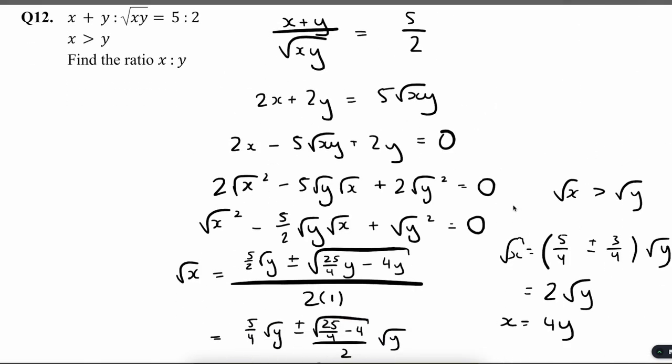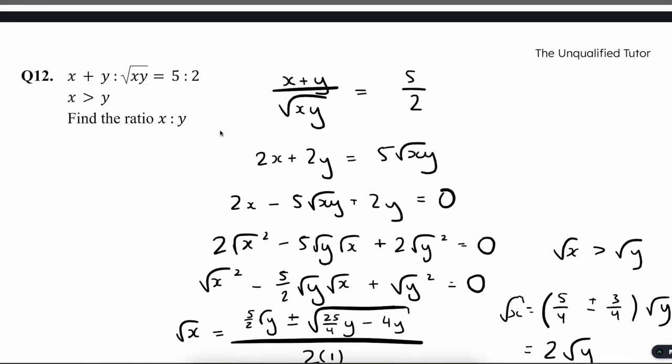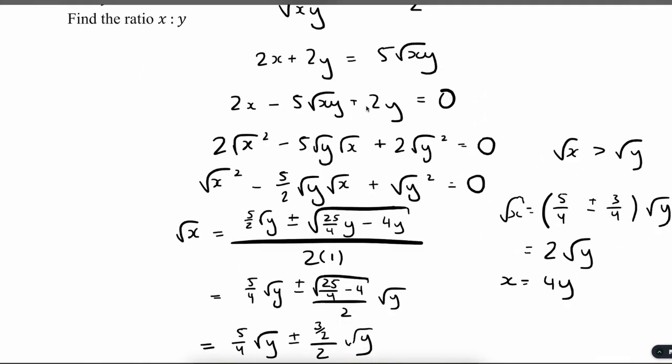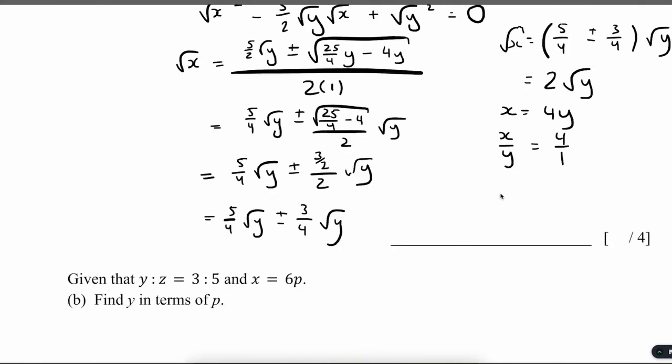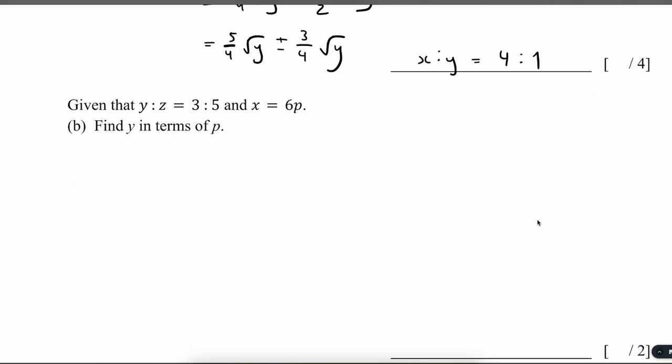Now to find x to y, we can use the same method that we used right at the beginning and turn it into a fraction. So we get x over y equals 4 over 1. So x to y is 4 to 1. And that is our answer.